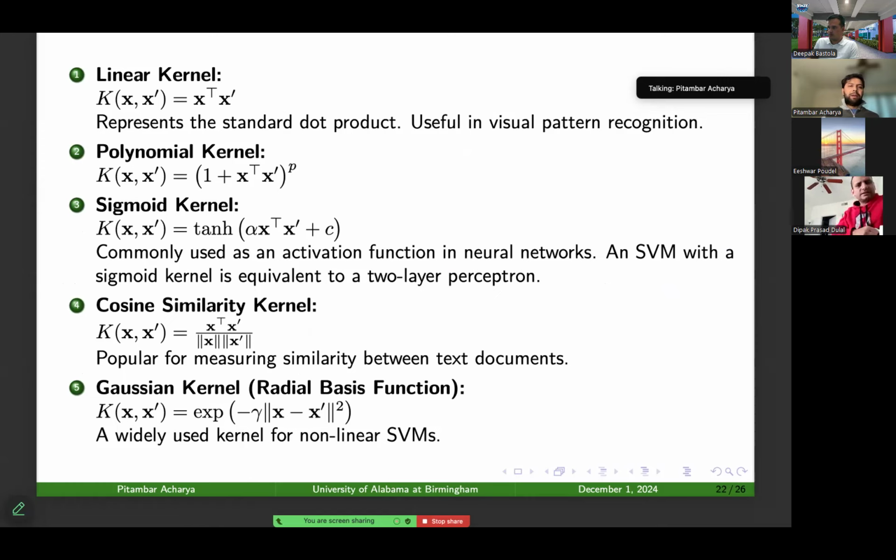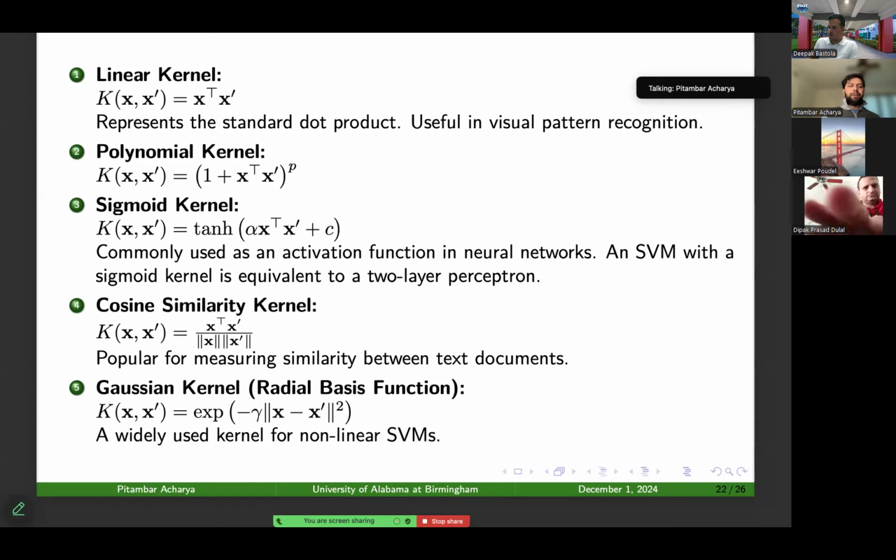Another is the sigmoid kernel. It is the tangent hyperbolic function. It is used as an activation function in neural networks. And a support vector machine with a sigmoid kernel is equivalent to a two-layer perceptron. Similarly, we have the cosine similarity kernel, which is popular for measuring similarity between text documents. And the most popular is the radial basis function, which is a widely used kernel for nonlinear support vector machine.